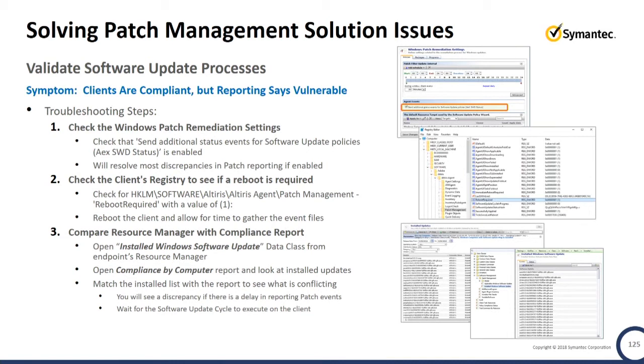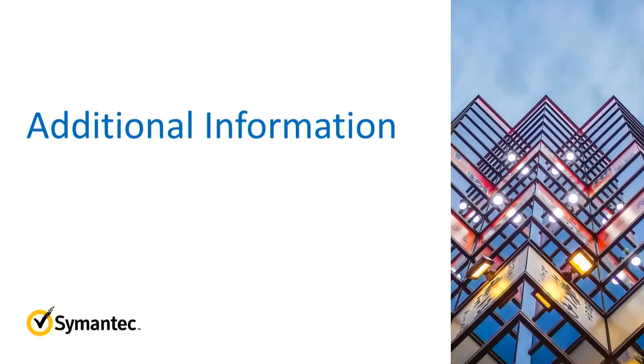And compare the resource manager with the compliance report. Get the compliance report that doesn't show your endpoint, and then go and look at the resource manager of that endpoint, compare that data class together. One's going to be different, right? Okay, so it'll point out exactly what the patch was and what the machine was, and any discrepancies.